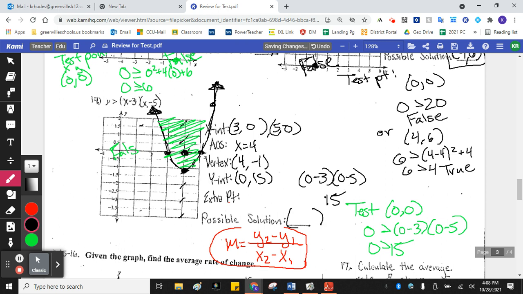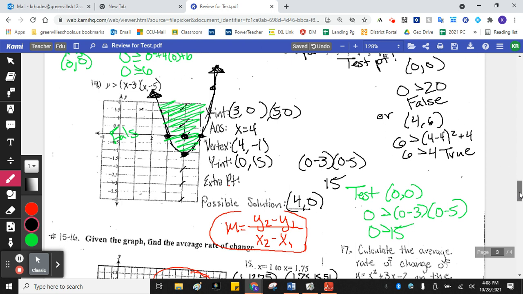So 1, 2, 3, 4. I'm just going to say 4, 0. And again, you can test this point to make sure it's true.